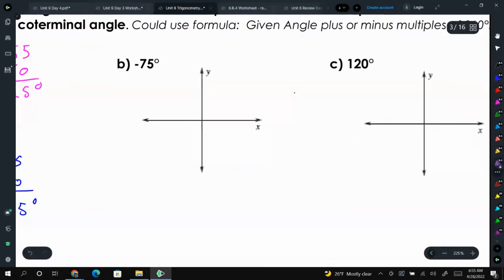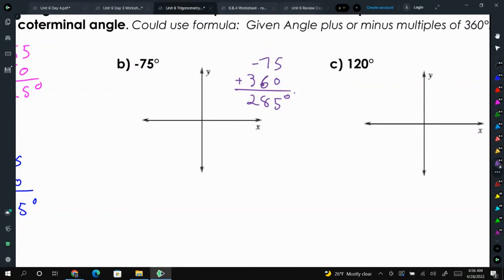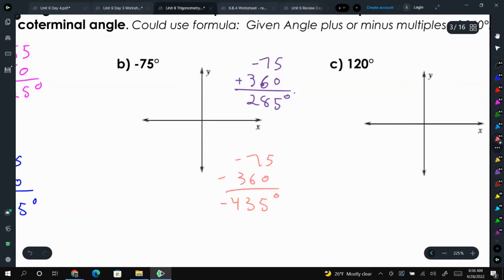Negative 75 degrees. Well, if we do negative 75 plus 360, we get 285. So that's our positive coterminal angle. And then our negative one, if we do negative 75 minus 360, we get negative 435 degrees. So that's our negative coterminal angle. And again, we could keep doing that forever.